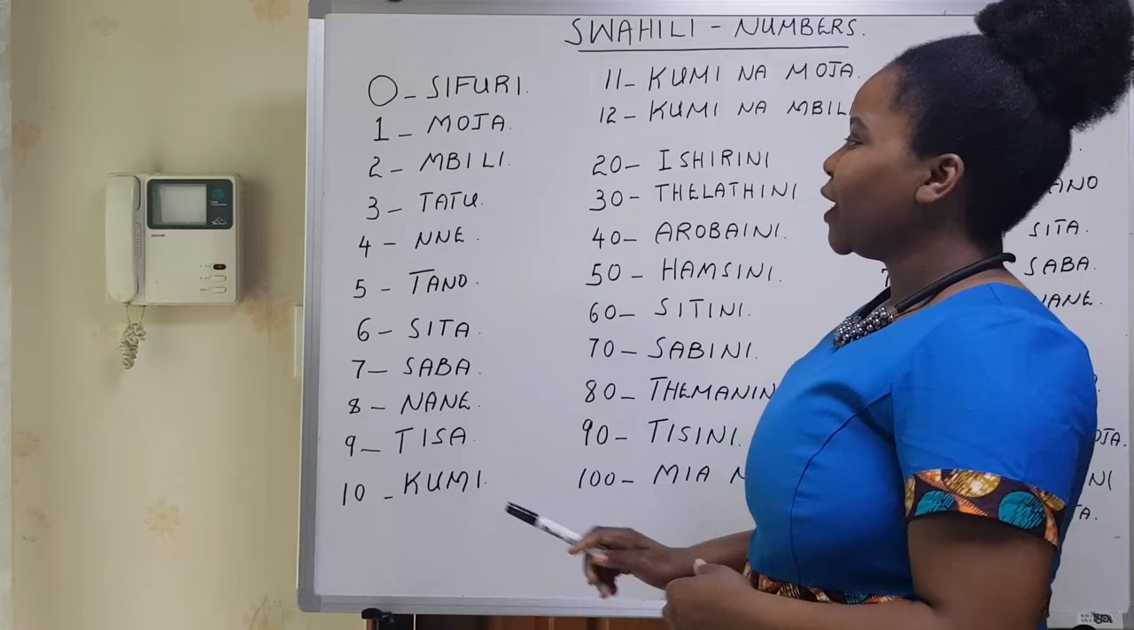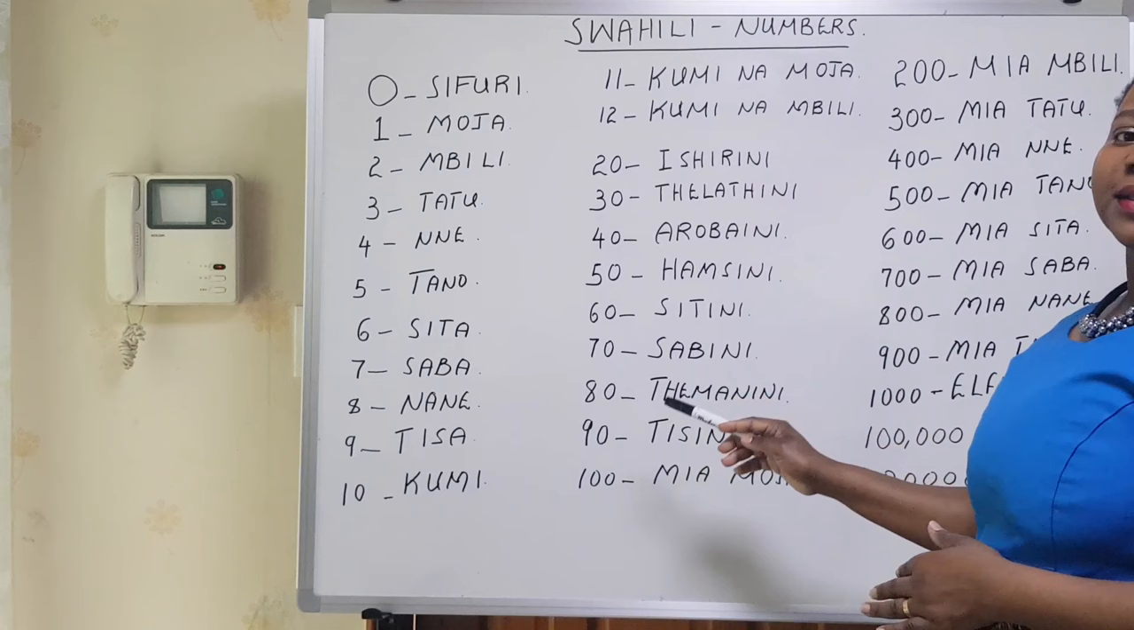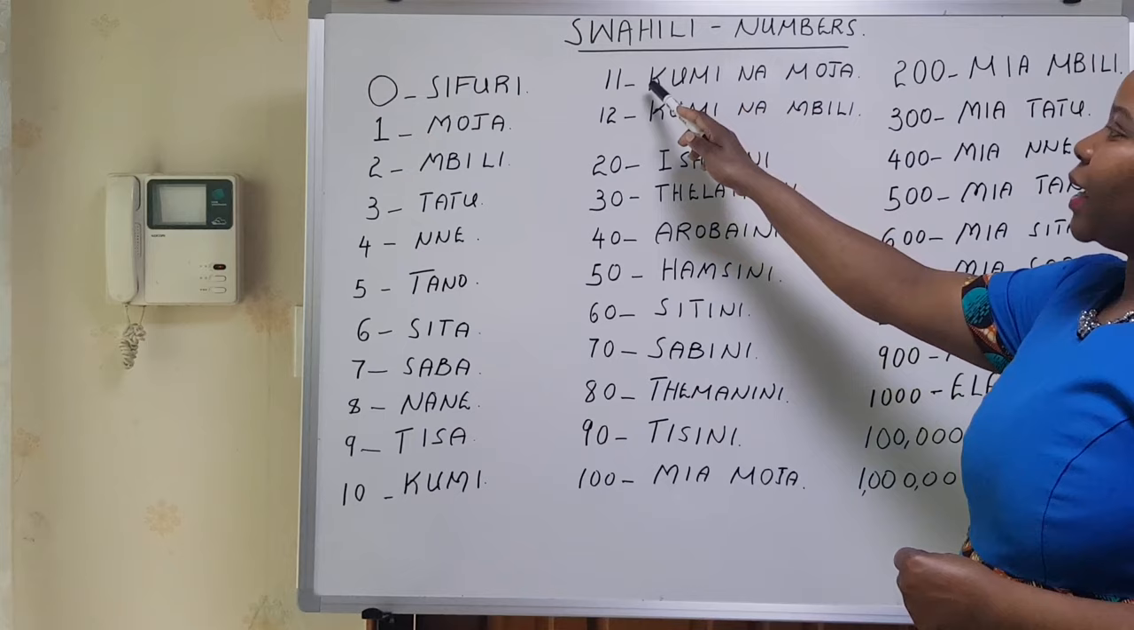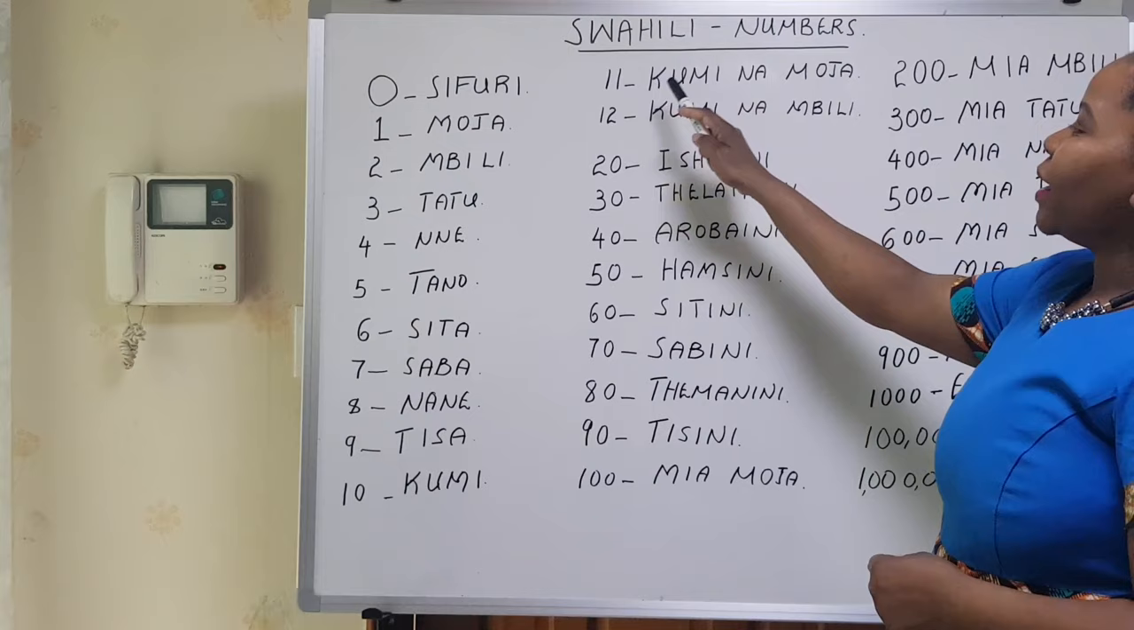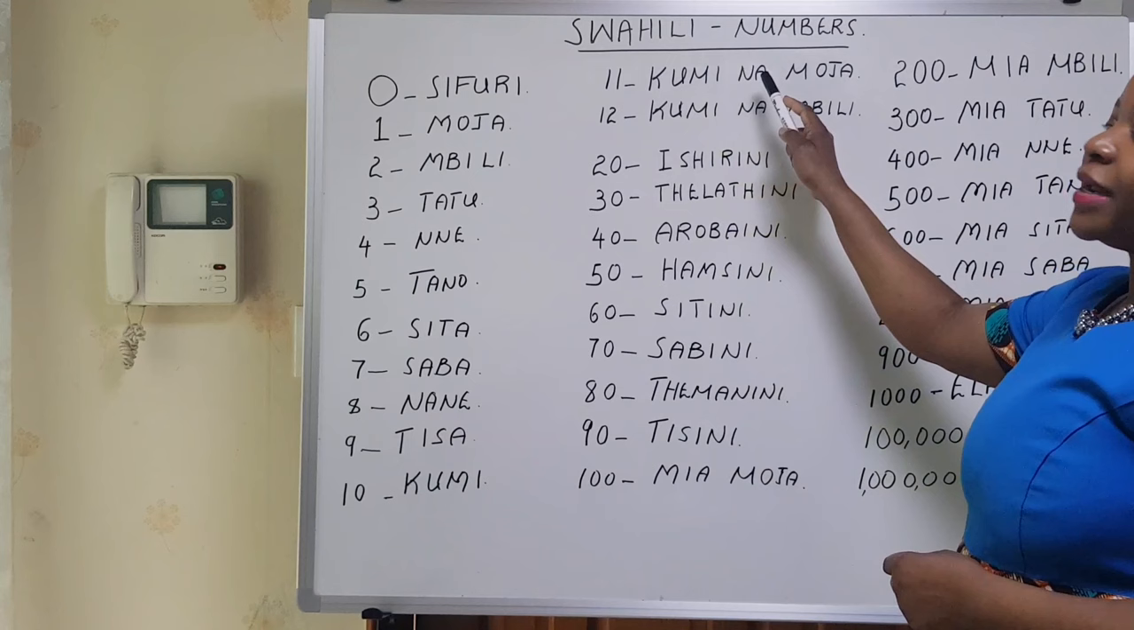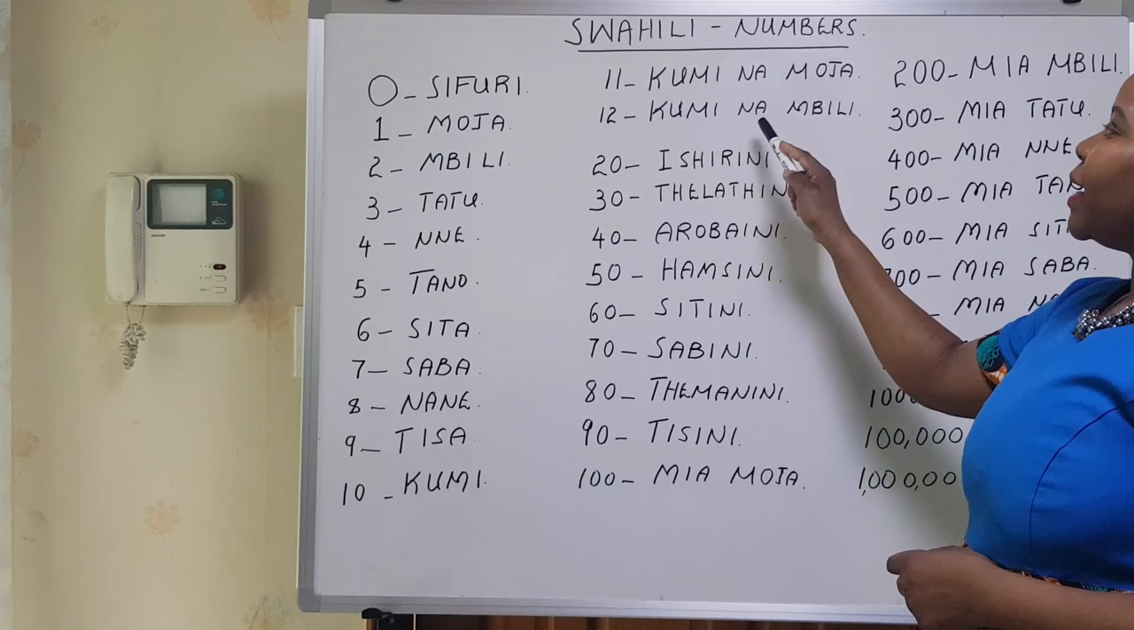So when we start with 11, 12, up to 19, we have to add na in between 10 and another number. For example, 11, kumi na moja. Kumi na moja. 12, kumi na mbili. Kumi na mbili.